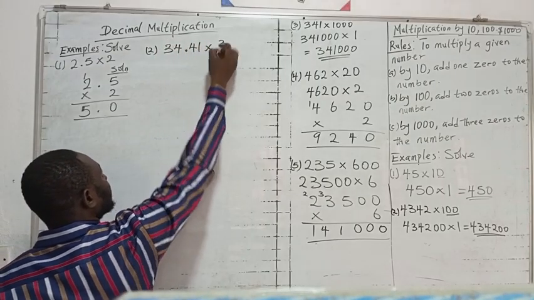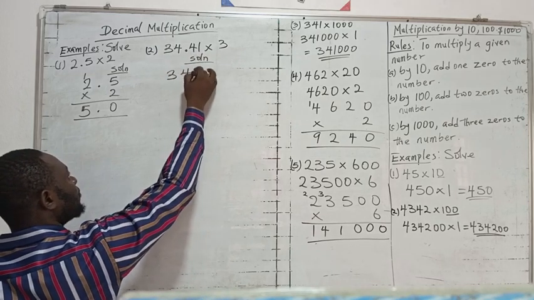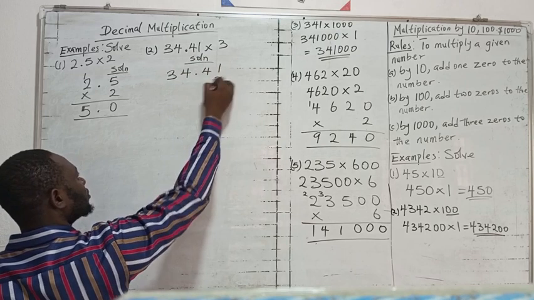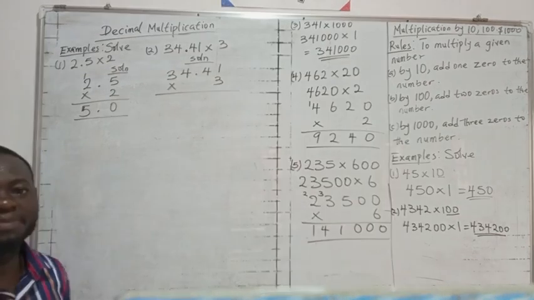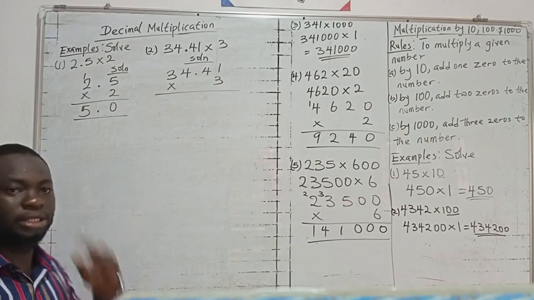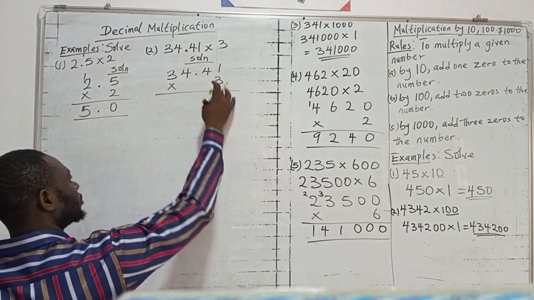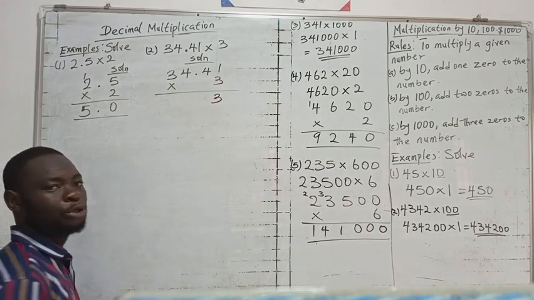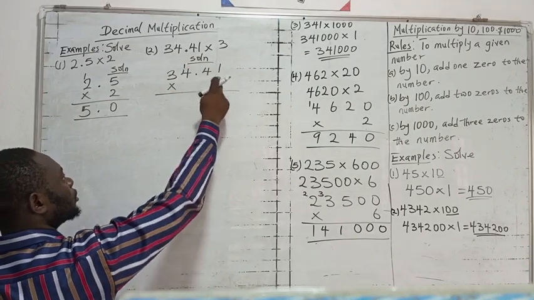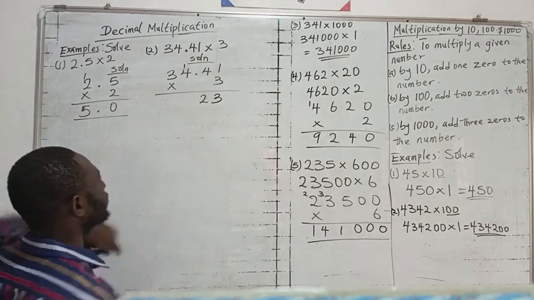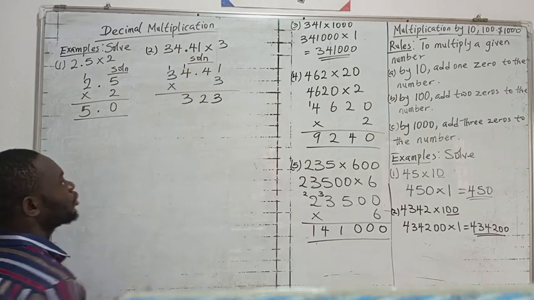Number 2. 34.41 times 3. Solution. 34.41 times 3. Remember, we are treating the decimal point as if it is not there, but it is there. 3 times 1, 3. 3 times 4, 12. 2 carry 1. 3 times 4, 12 plus 1, 13. 3 carry 1. 3 times 3, 9 plus 1, 10.